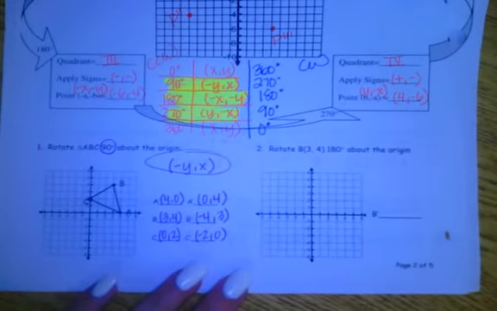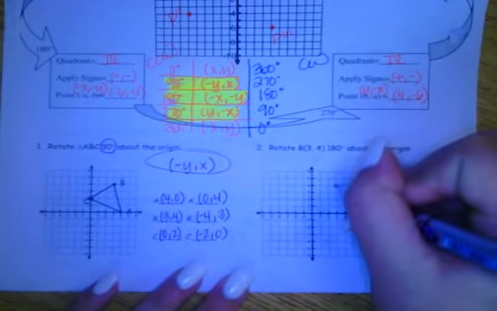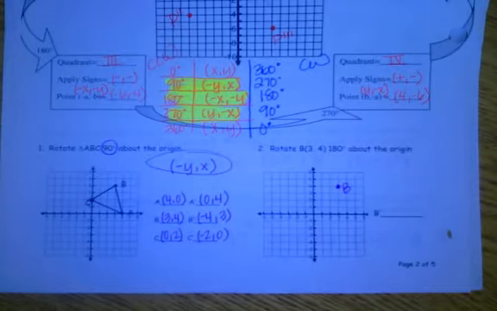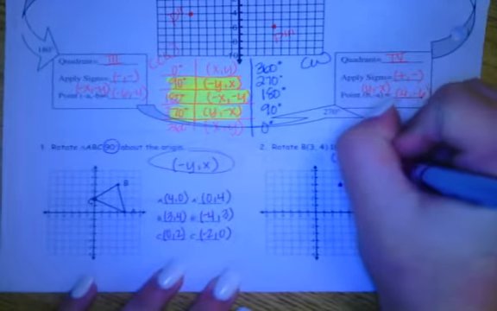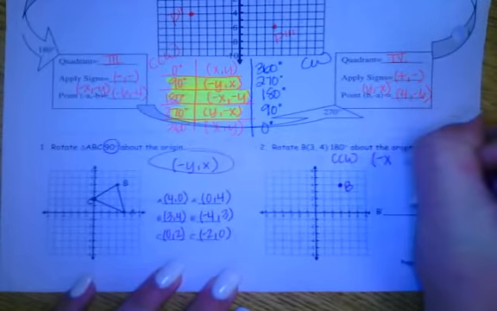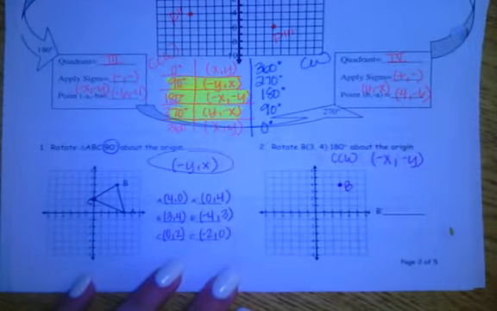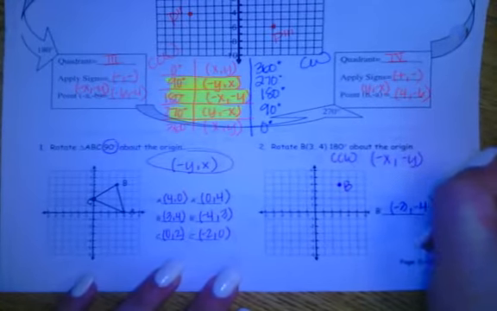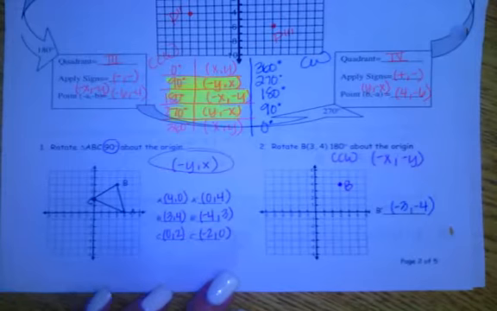Okay, number 2, rotate B, which is at 3, 4, 180 degrees about the origin. Is that clockwise or counterclockwise? Counterclockwise. What's our rule? Opposite x, opposite y. So, Courtney, what's going to be B prime? Negative 3, negative 4. Andrew, do you agree with her? Yes. Very good. Okay, so as long as you know your rules, everything's pretty simple. It's when you don't know your rules that it gets a little complex.